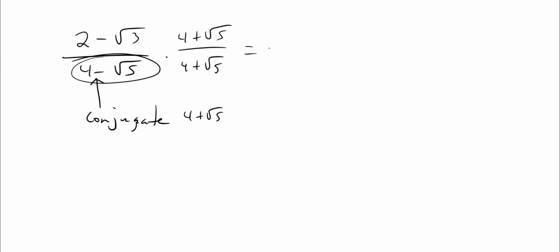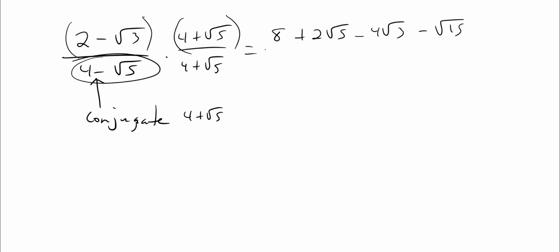So let's just do it just because we need the practice. I'm doing FOIL based with the top. Okay. So 2 times 4 is 8. 2 times root 5 is plus 2 root 5. Inner is minus 4 root 3. And last is minus root 15. Can't simplify that at all. Okay, so that's actually nothing. You can't put anything together on top there.